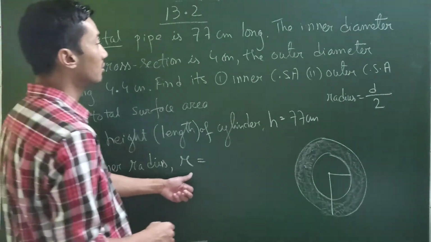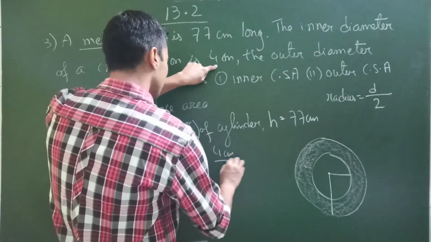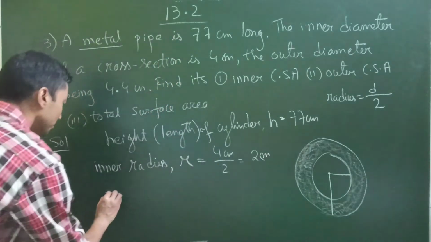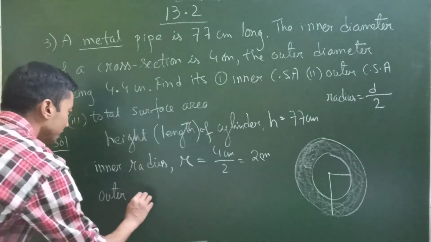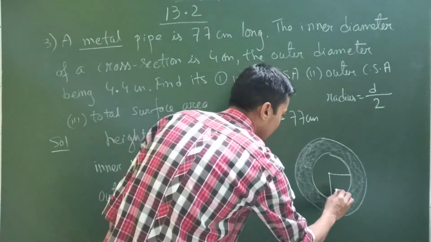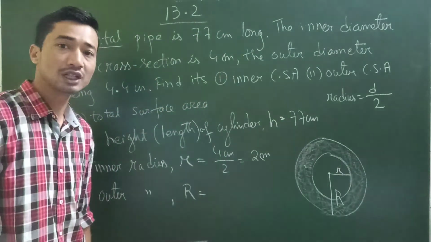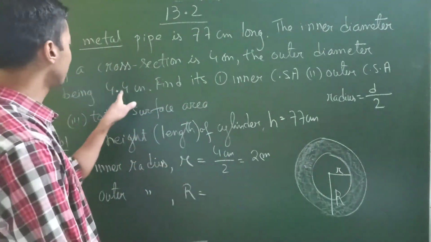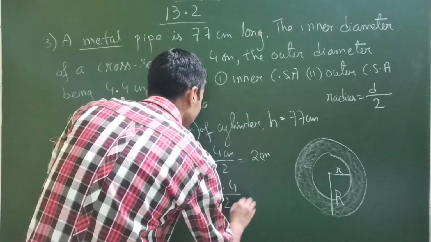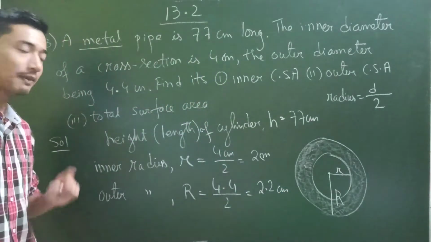Inner radius r will be equal to diameter. For the inner one, it is 4 centimeter upon 2. So that's going to be 2 centimeter. Similarly, the outer radius. Let's denote it by capital R, this outer radius, and the smaller one by small r. The outer diameter is 4.4, so 4.4 by 2 is going to be 2.2 centimeter. Okay, now that is decided.